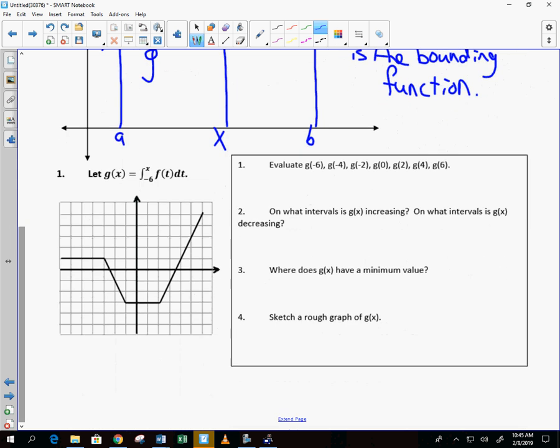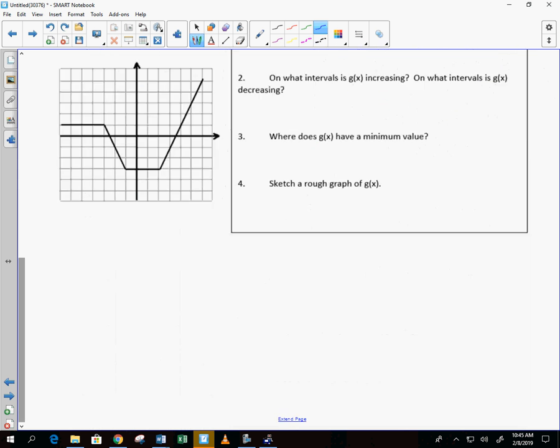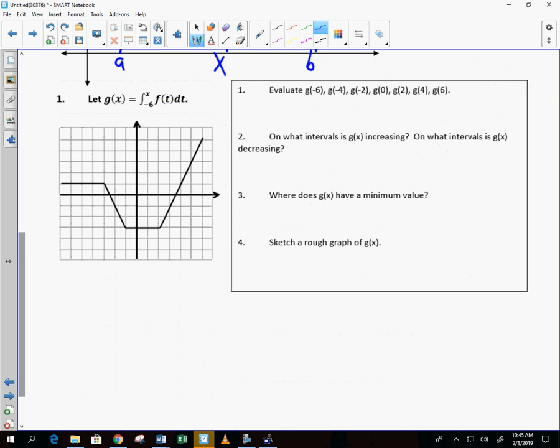Okay, so let's make what we just said super duper easy. Are you ready? Let g of x be equal to, so this is a function, the integral from -6 to x of f of t dt, where this guy is f of t.